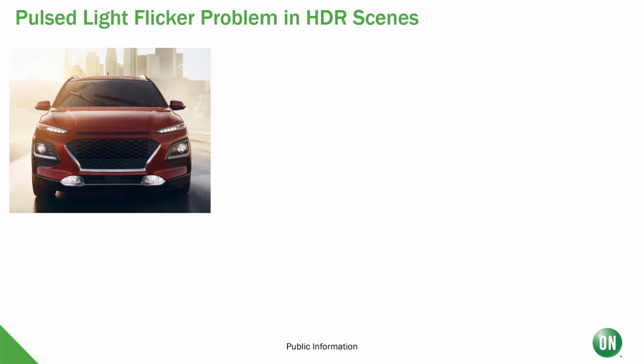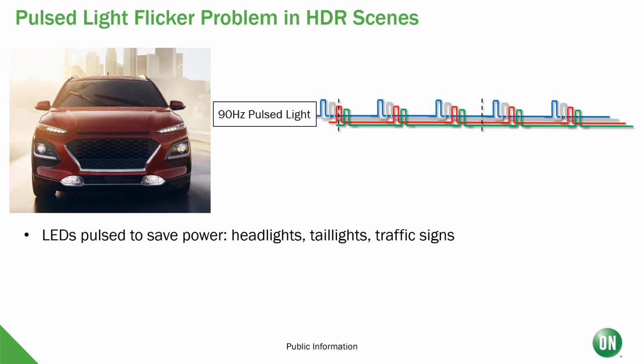On the left is a typical automotive imaging scene with the sun overhead and a modern vehicle in the foreground. This vehicle, like a lot of modern vehicles, has its headlights based on LEDs, or light-emitting diodes. These LED-based headlights are being pulsed on and off at a rate that our eyes can't see. This is called pulse width modulation, and it is prevalent in headlights, taillights, traffic signs, and vehicle messaging systems.